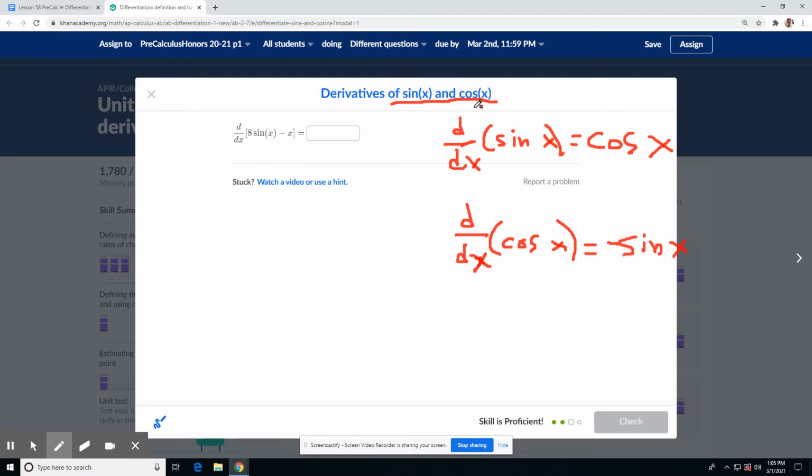So for me, I just remember cosine is the one that has the negative when it's done, and they just kind of switch places. Sine and cosine, they switch. Cosine is the one that has that negative sign that we have to be careful of.